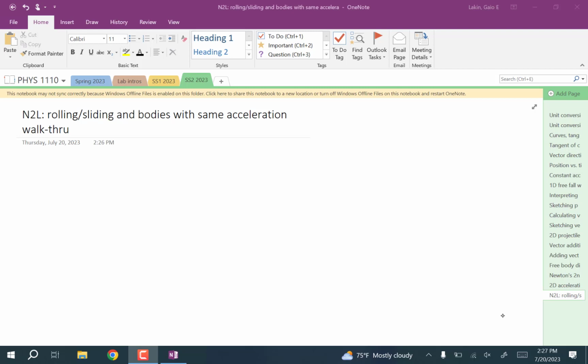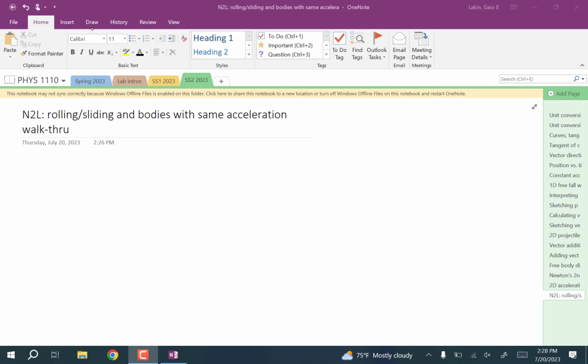Okay, this is a walkthrough of a problem where I'm going to combine two skills for Newton's second law. It's going to be a rolling and sliding problem, and I'm going to use an inclined surface. So we're going to have to deal with a rotated coordinate system. And it's going to be two bodies in contact that have the same acceleration. So we're going to have to do both of those two things.